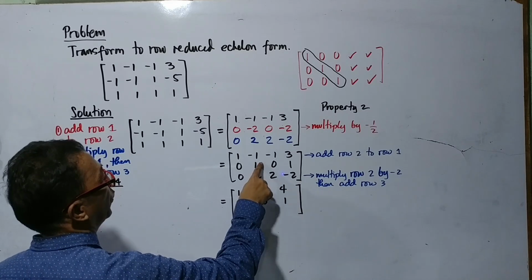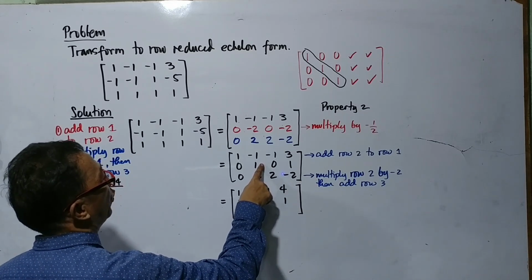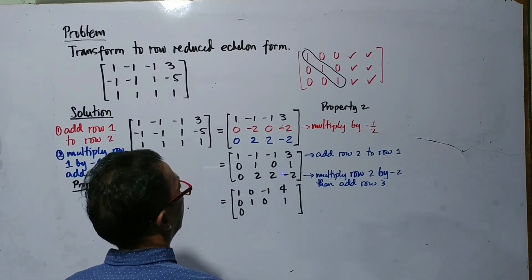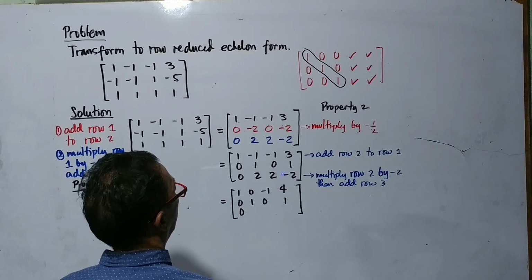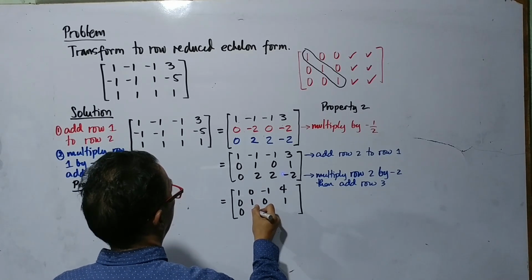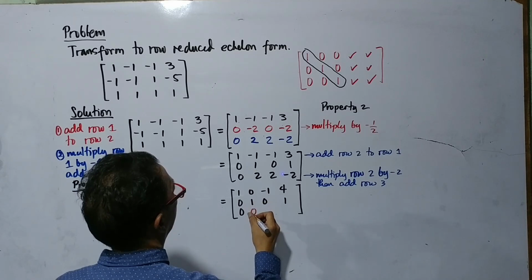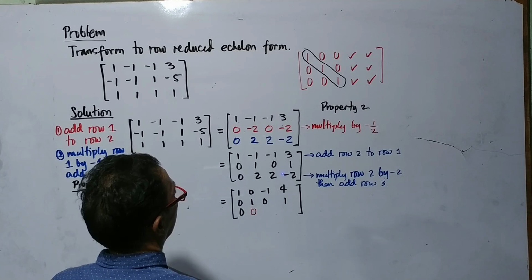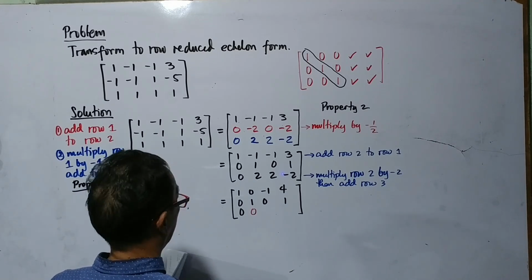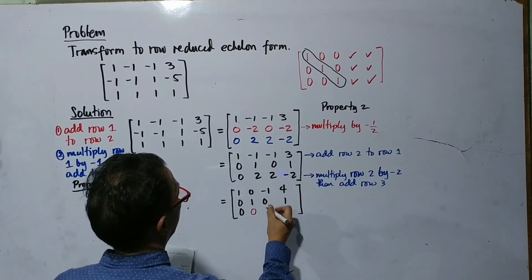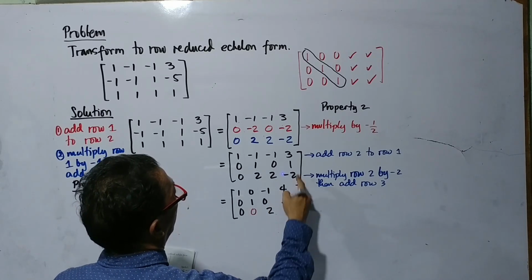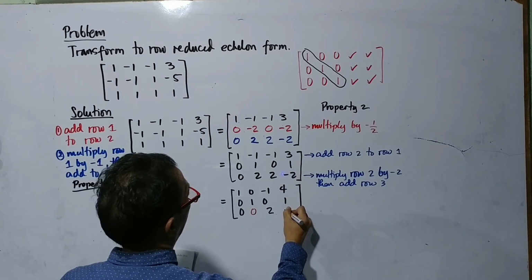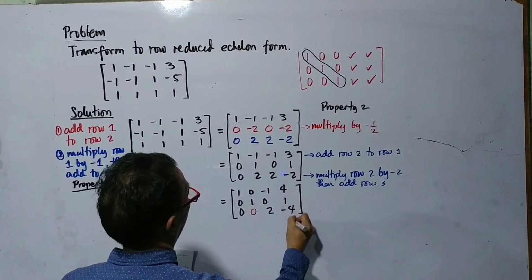So multiply row 2 by negative 2, then add row 3. So as you notice, it becomes now 0, this maintains 2, 1 times negative 2, negative 2 times negative plus negative 2, we have negative 4.